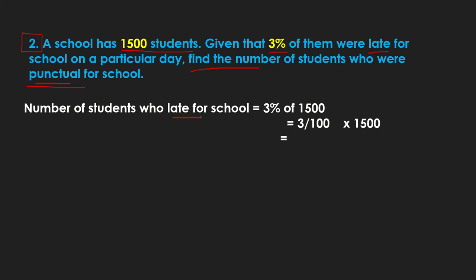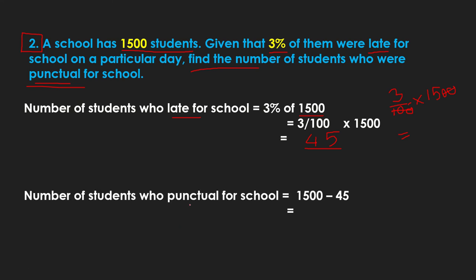Number of students who were late for school: we know that it is 3% of the total number of students in the school. So 3% is out of 100, and "of" means multiply, 1,500. Cancelling the zeros, 3 times 15 is 45. This is 45 students, the number who were late for school. For the number who were punctual, we subtract the 45 late students from the total of 1,500. Then we can find the number of good students.